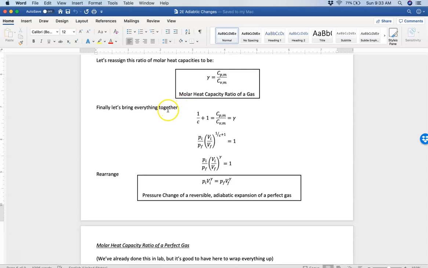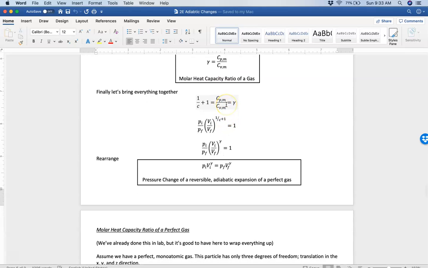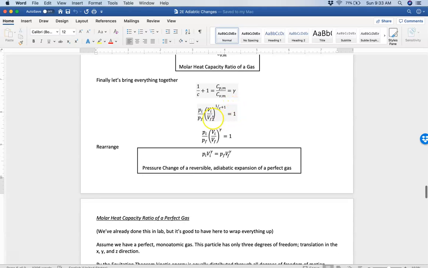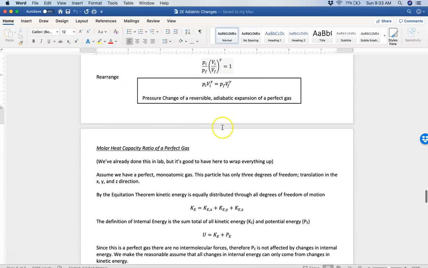What we can do now is finally bring everything together, right? So there's my new definition of gamma, CPM over CVM. That's for a mole of gas. Like I said, if it's for a single molecule, it's just Cp over Cv. Substitute this back into this equation that we derived above. So there's my 1 over C plus 1. We know 1 over C plus 1 equals gamma. And now we've cleaned everything up.